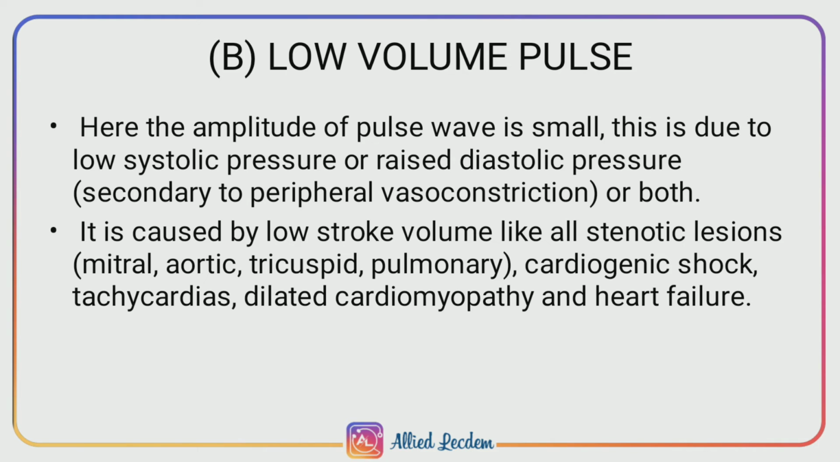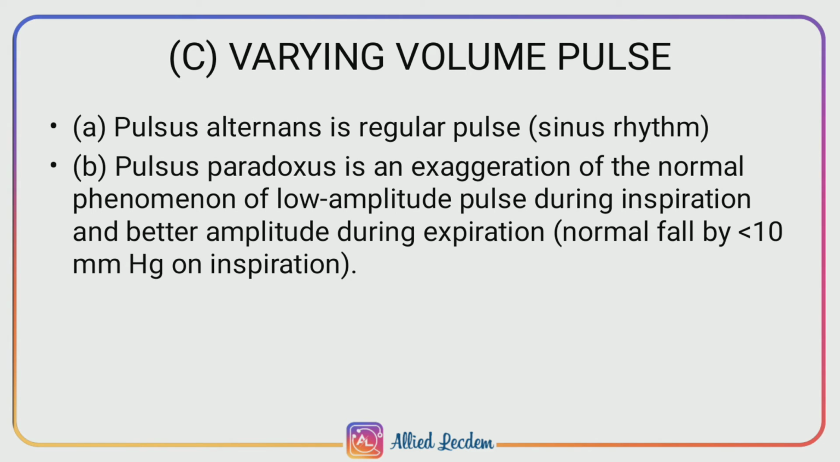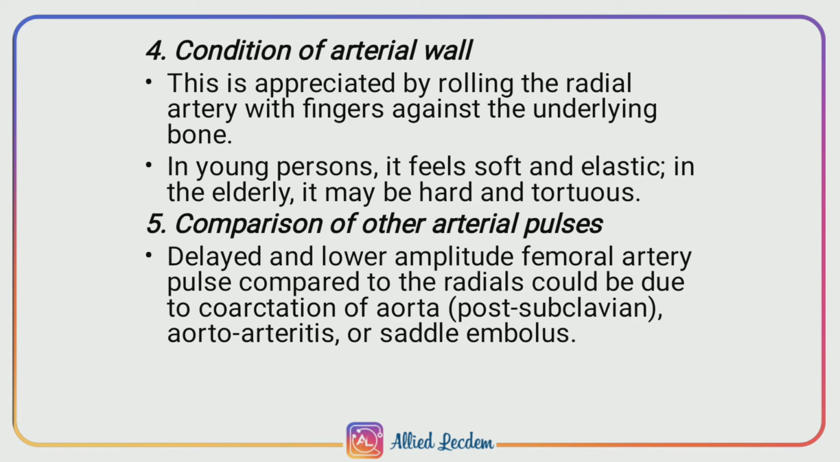It is caused by low stroke volume, as in all the stenotic lesions, cardiogenic shock, tachycardias, dilated cardiomyopathy and heart failure. Varying volume pulse. Pulsus alternans is a regular pulse, whereas pulsus paradoxus is an exaggeration of the normal phenomenon of a low amplitude pulse during inspiration and better amplitude during expiration.